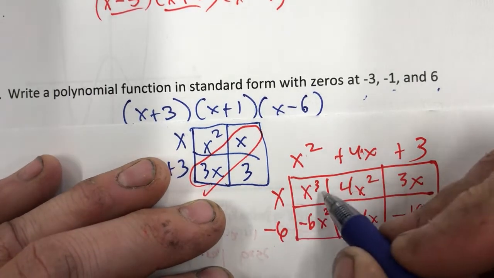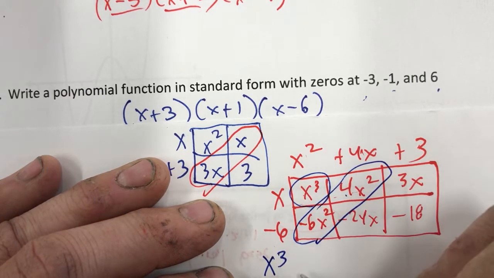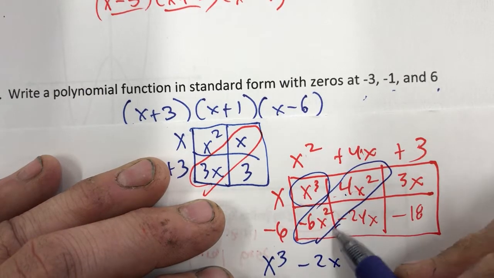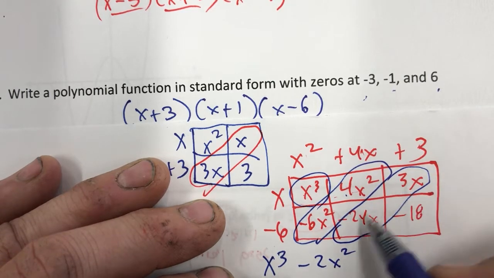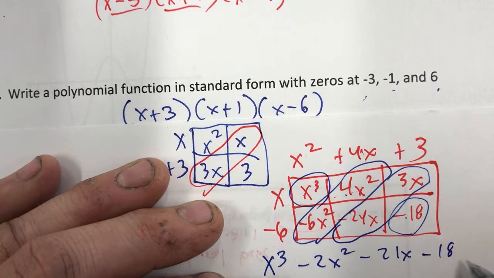All right, so here's my answer here. I got x to the third. These two go together, so that's 4 plus -6, -2x squared. These two are like terms. 3 plus -24 is -21x. And then I got the -18. And there's my answer.